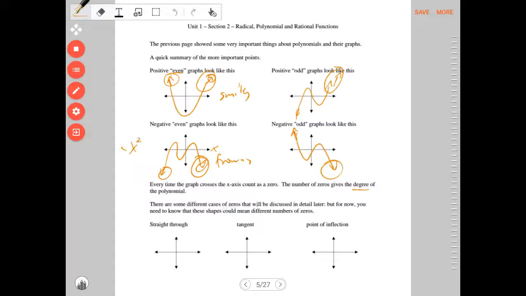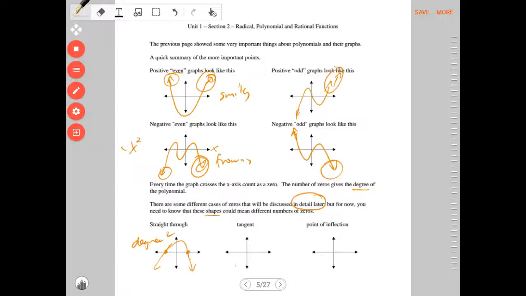There are some different cases of zeros that will be discussed in great detail later, but for now, you just need to know that there's some shapes that mean a different number of zeros. So if you go straight through a graph, this counts as 1 zero, and that counts as 1 zero. Okay, so this particular thing would be degree 2.